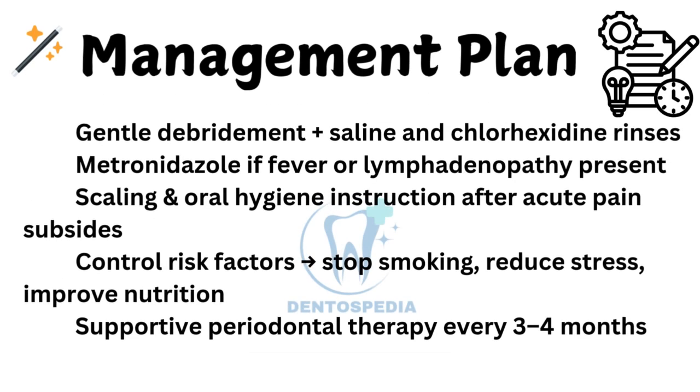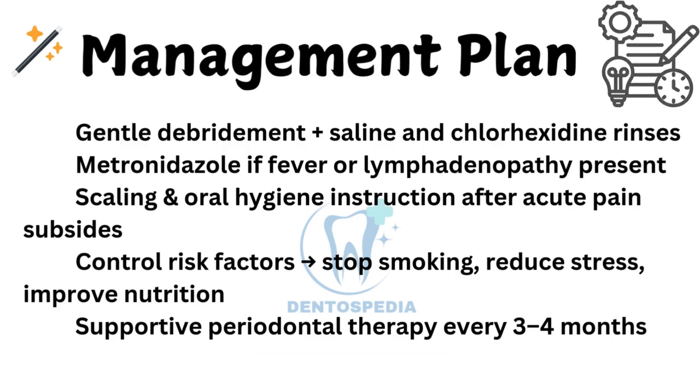Management of NUG begins with gentle debridement, warm saline and chlorhexidine rinses, and analgesics. If systemic signs are present, metronidazole is prescribed. Once the acute pain subsides, we perform full scaling and give oral hygiene instructions. Long-term success depends on controlling risk factors like smoking, stress, and nutrition, and keeping the patient on supportive care at 3 to 4 month intervals.